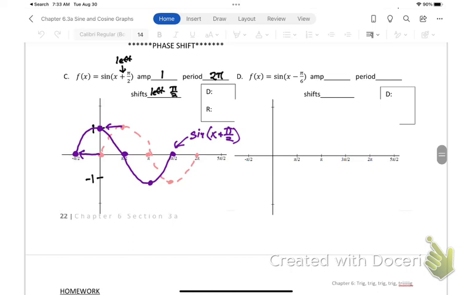Real quick, what's the domain of this one? All real numbers. Thank you. Range, did I change the amplitude? No. I didn't shift it up or down, so it should be negative 1 to 1, right? Yes. Negative 1 to 1.